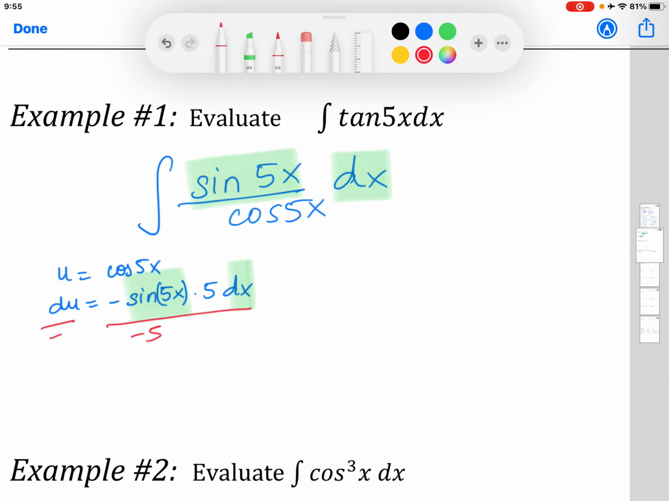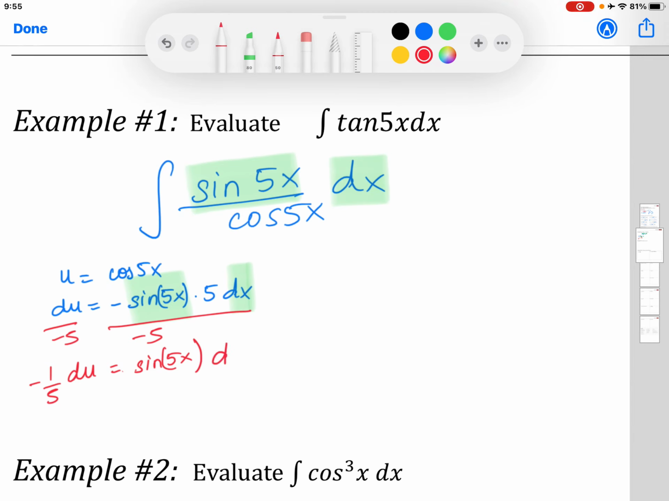Divide by negative 5. So I have negative 1/5 du equals sine 5x dx. Oh, I divided by negative 5. I'm sorry. Okay, dx. Right? So now I'm going to replace that back.